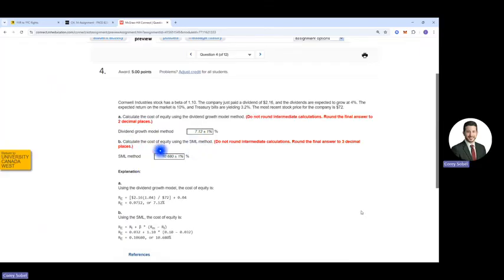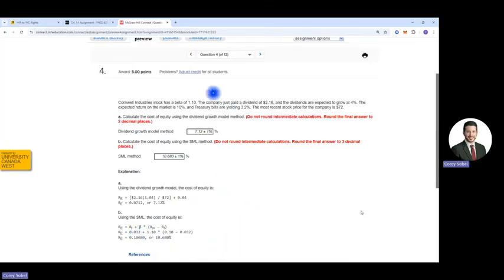If I was asked to calculate that same cost of equity using that other method, the SML, security market line method, also known as the capital asset pricing method, I'm just going to use the formula we used a few minutes ago, right? Which was the risk-free rate plus beta times the market risk premium, which is the return on the market minus the risk-free rate. So they gave us enough information to do that here, right?